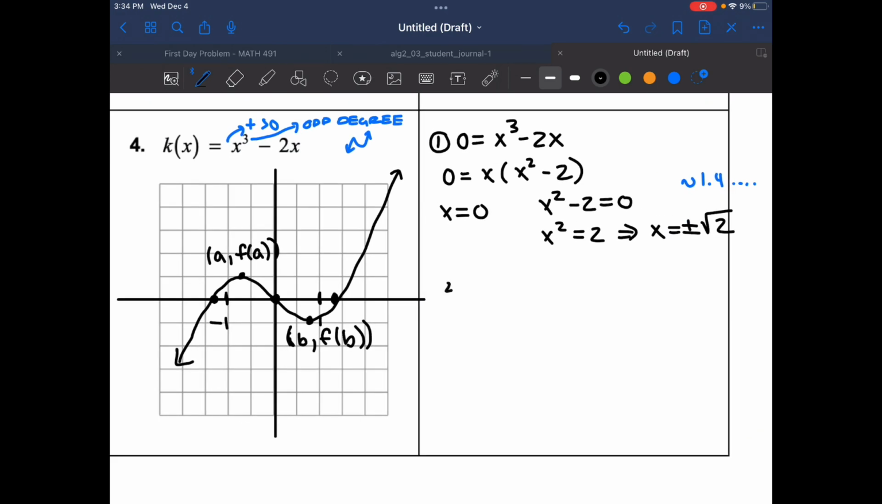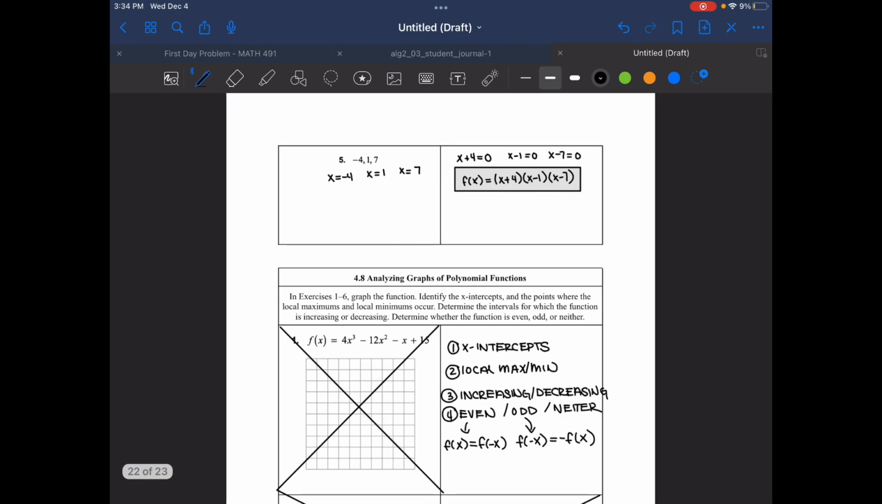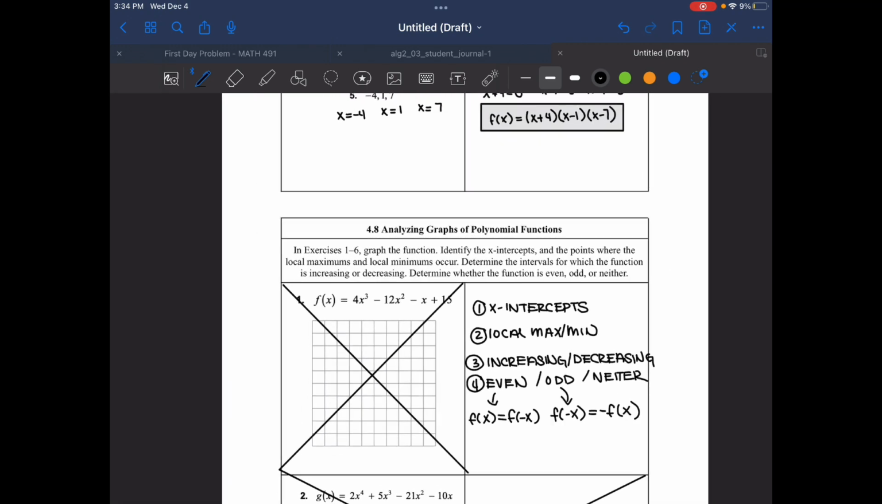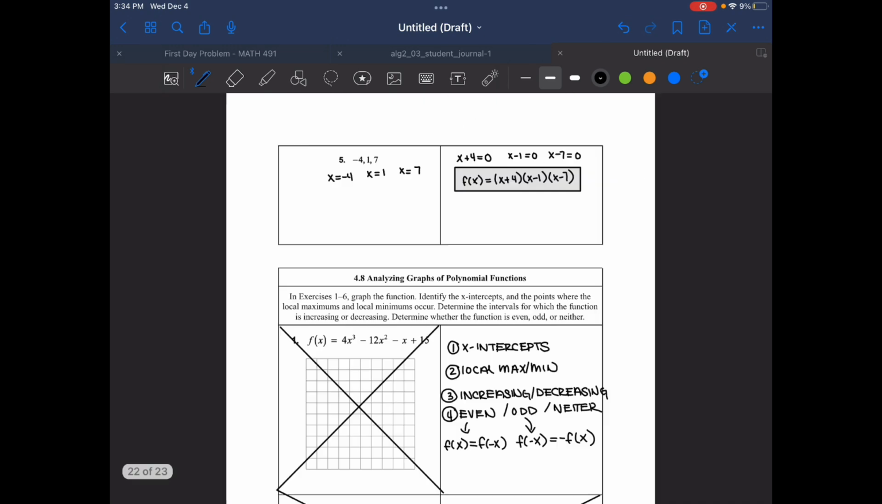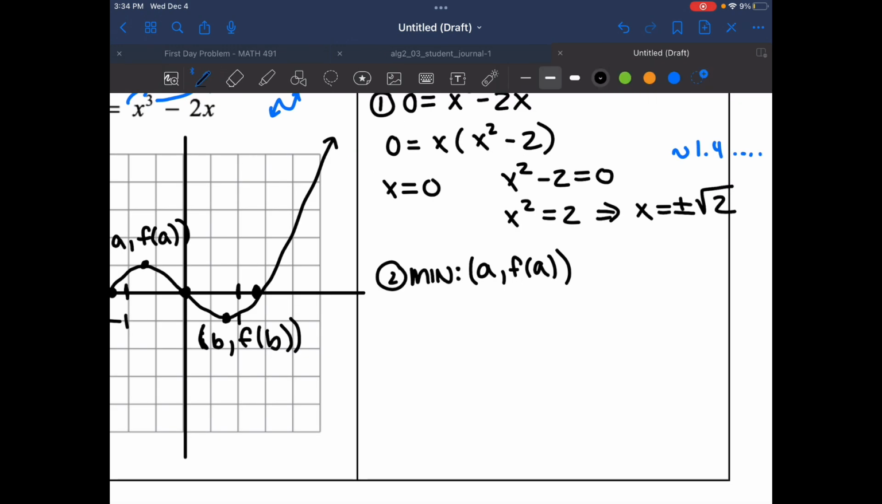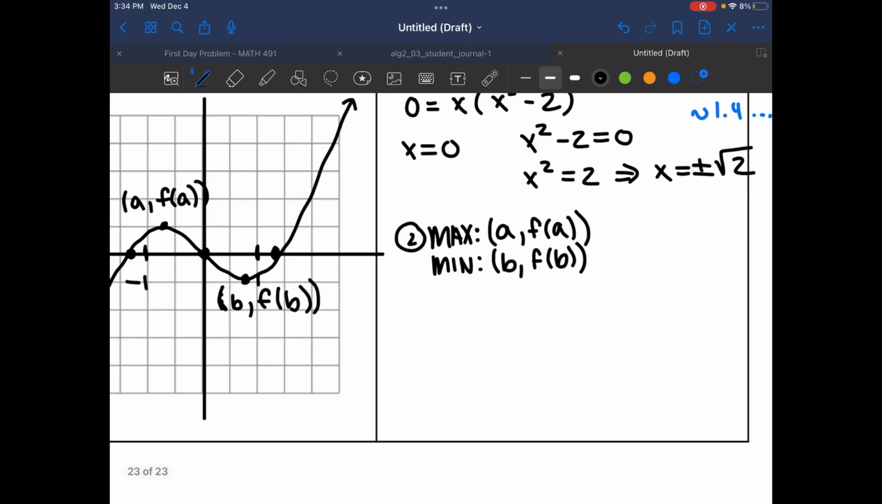Okay, so for number 2, we need local min and max. So we have a minimum, and it's not a global, it's a local, so we have a minimum at the point a, f of a. Okay, let me see, does it specify if it wants points? Yeah, gives me points, awesome. And then I have, oops, this is a maximum, that is my bad. And then this is a minimum at b, f of b, okay?